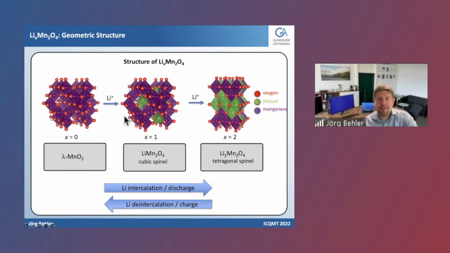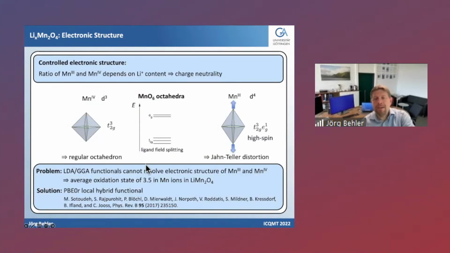This not only makes it interesting as a battery material, but also for catalysis, because you can tune the electronic structure. For charge neutrality, for each lithium ion that you incorporate, you reduce one manganese 4 to a manganese 3. This is also what makes the system very challenging from the electronic structure point of view, because the manganese 4 ions have a perfect octahedral environment, while the manganese 3 shows a Jahn-Teller distortion.